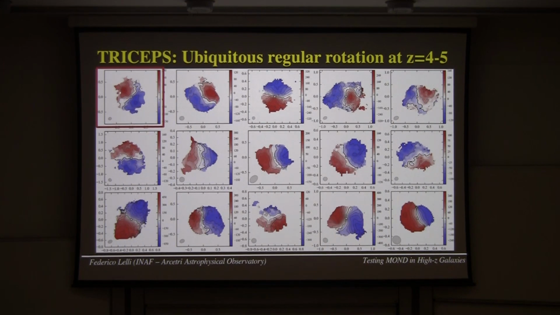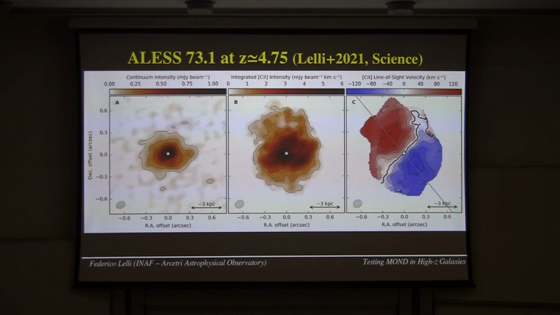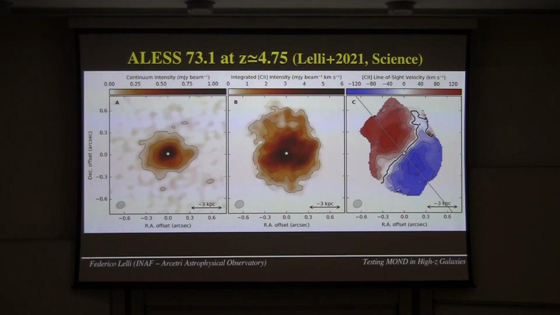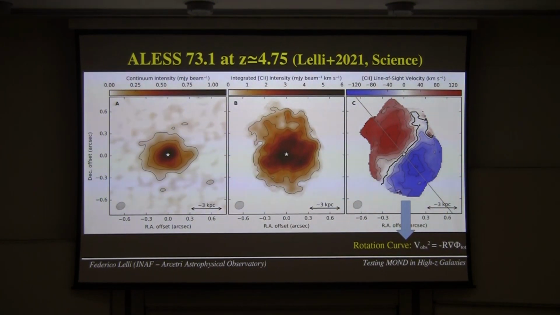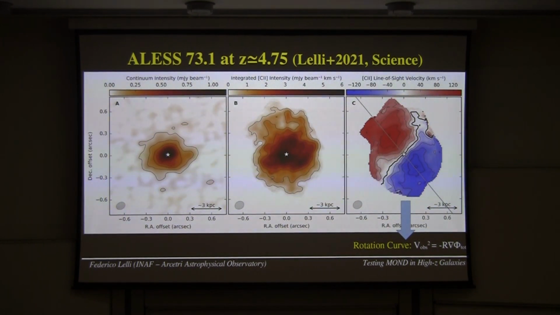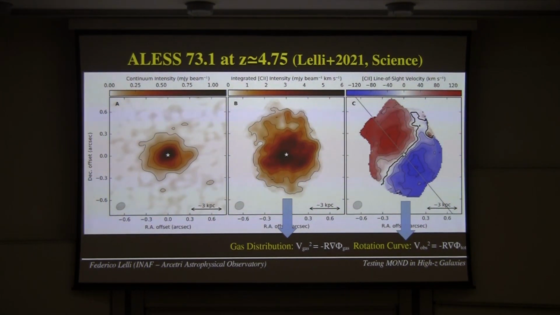This one has already been published a couple of years ago in Science. It was our pilot observation to set up all the observational strategy. And you can appreciate that the velocity field is extremely regular, so we can really trace an accurate rotation curve and therefore infer the total MOND potential. This is the C+ map, which gives us the gas distribution, and so we can infer the contribution to the rotation curve driven by the gas, at least the shape.